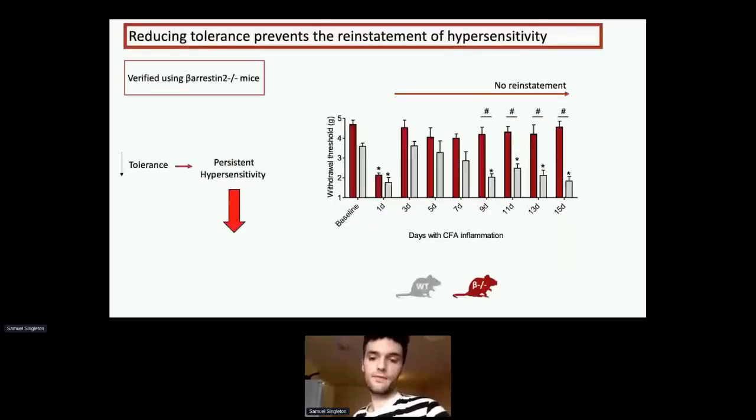In contrast, if we gave a very high dose of morphine to beta-arrestin 2 knockout animals, which I mentioned did not develop the tolerance, then we delayed the reinstatement of hypersensitivity, and we could accelerate the rate of development of hypersensitivity in wild-type animals compared to the lower doses of morphine.